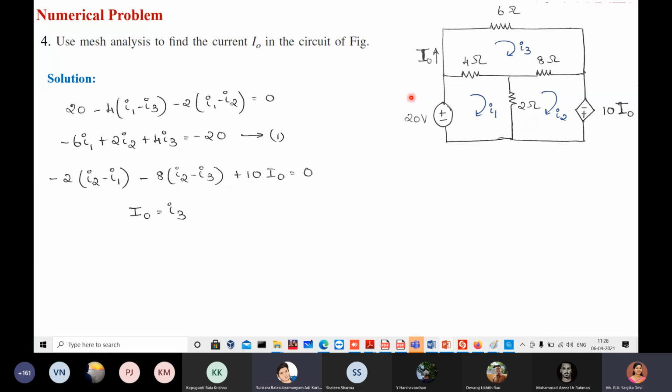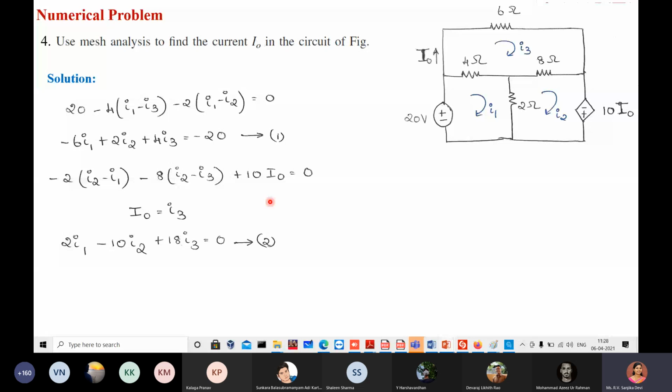Ma'am, only by looking, we don't need... we are confirming that I naught is equal to I3? No, ma'am, because it is passing through the whole loop. I3 is passing through the whole loop, that is correct. But if you consider it in terms of branches, if you consider the 6 ohm, the branch current and the loop current are the same.